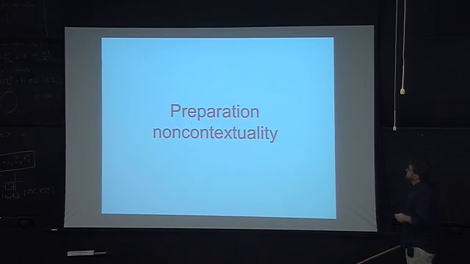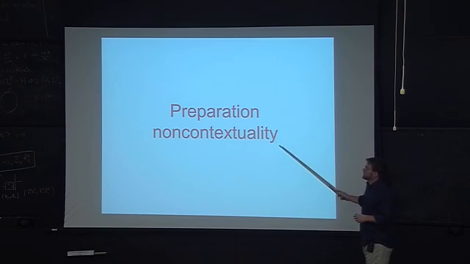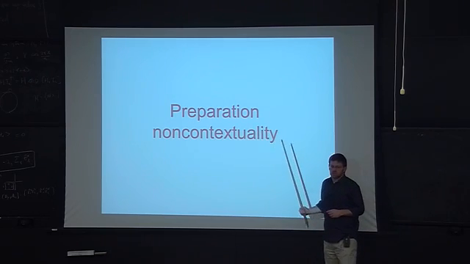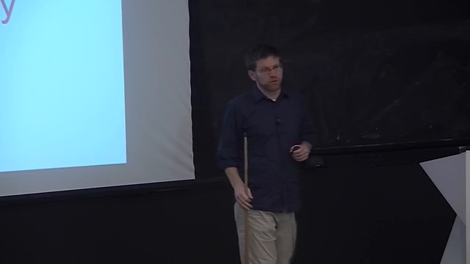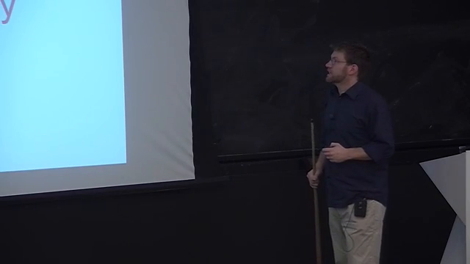Good. So I think I will just start next time with a particular proof that you cannot have a preparation non-contextual model of quantum theory. And then I'll say a little bit more about measurement non-contextuality. And then we're going to move on to the de Broglie-Bohm interpretation and the other interpretations of quantum theory.